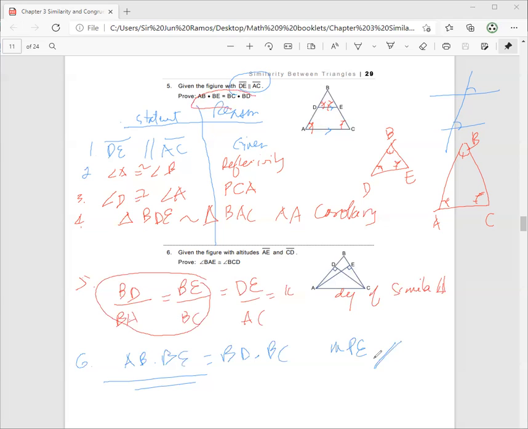So that's it. Okay. So there are two illustrations now that I have done for you.